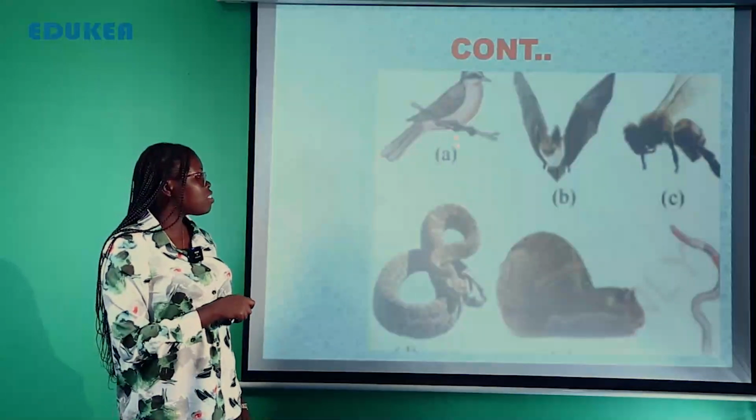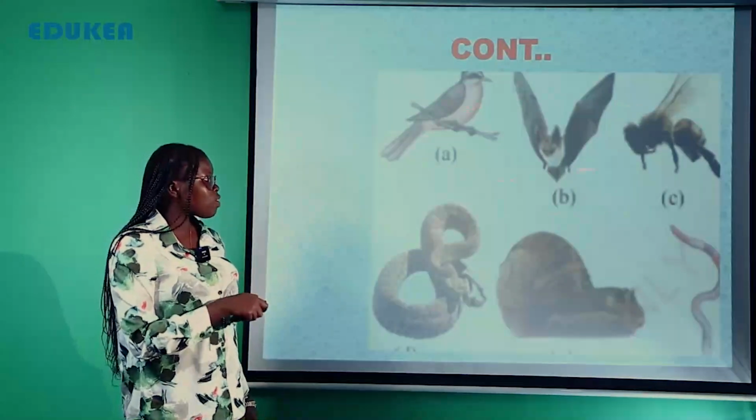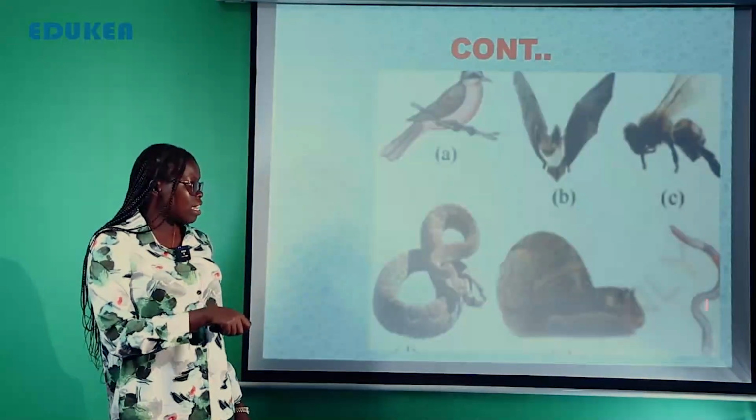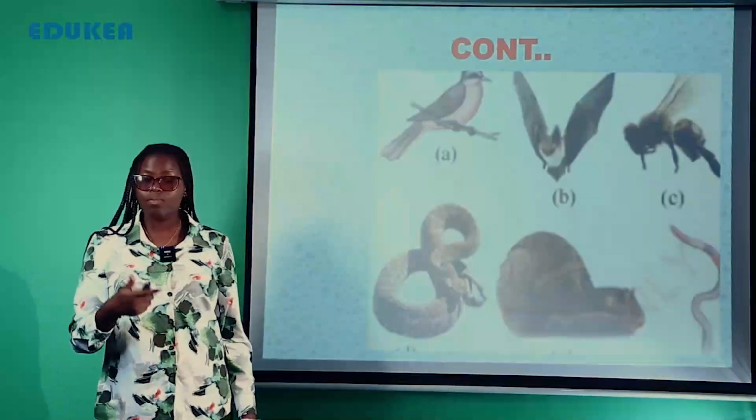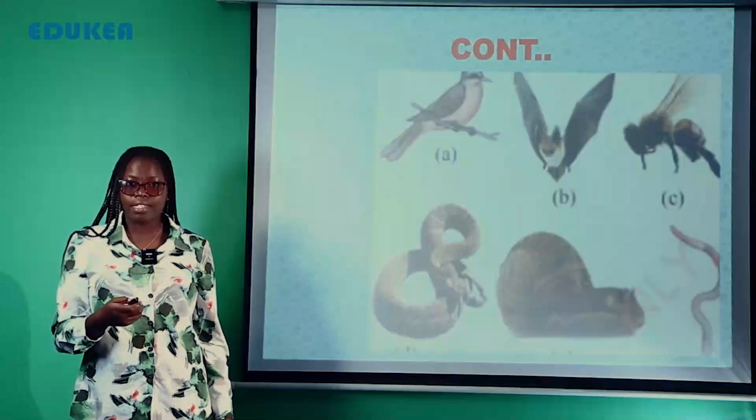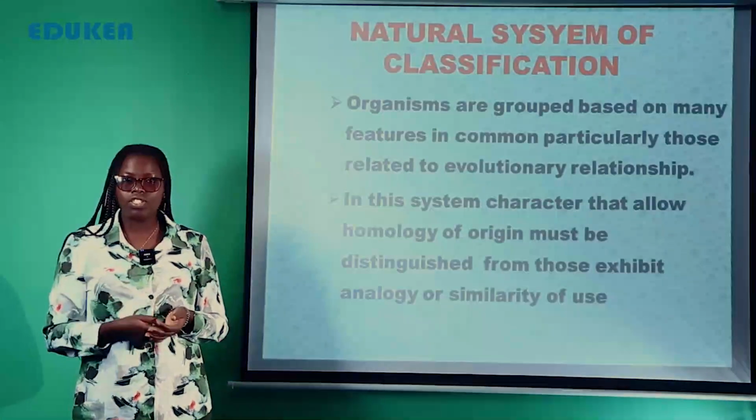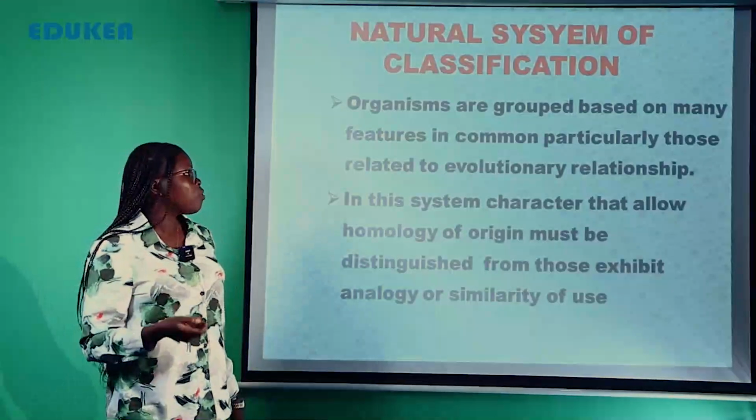And this is how the artificial classification looks. Here we have the birds, and the bats and bees are grouped together because they have wings. And snake, snail as well as earthworm are grouped in the same class because all are legless. Now let us consider the second system of classification, which is the natural system of classification.